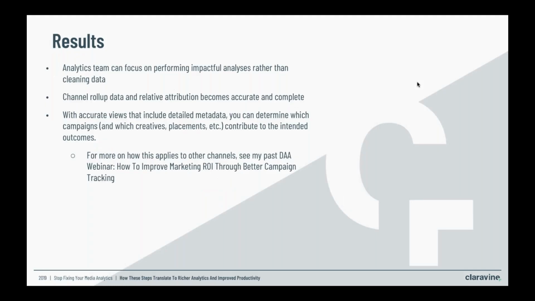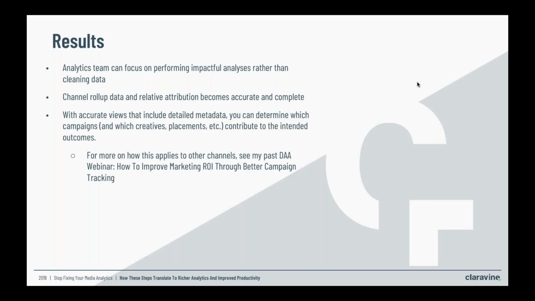So, of course, this is to translate into better results and allowing the analytics team to focus on performing more impactful analyses rather than spending all of their time cleaning data and trying to understand which campaigns are the same thing. Then the channel roll-up data and the relative attribution across different platforms can become accurate and complete. When you perform these channel roll-ups, you'll want to make sure that everything under a particular channel is complete, nothing's being left out because of incorrect naming. And your teams, of course, want to get credit for the campaigns that they've performed that have produced results once people get to your site.